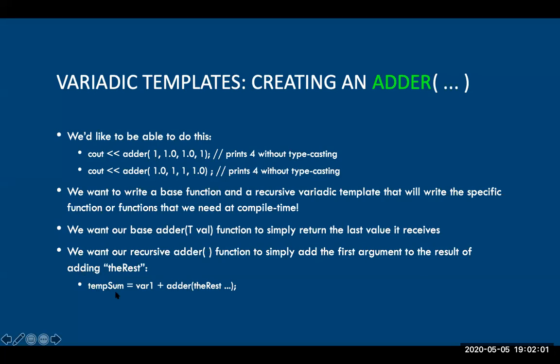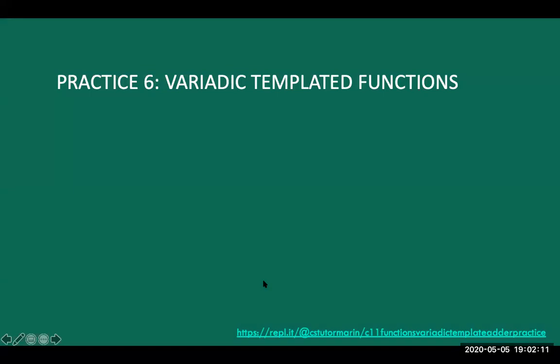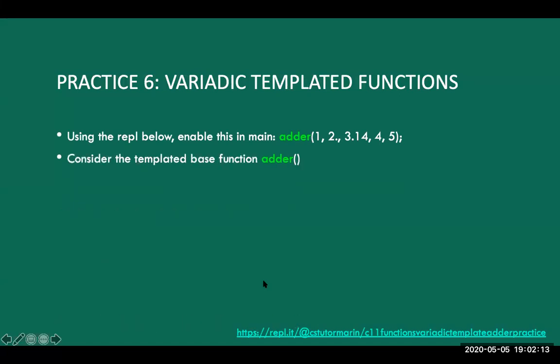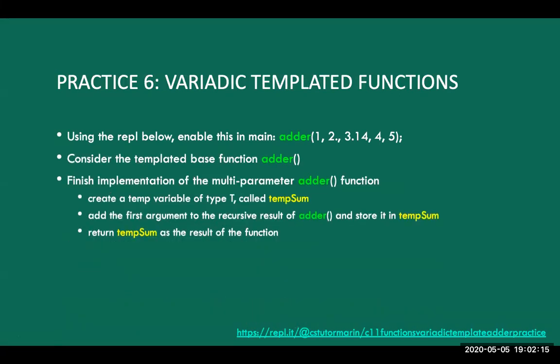So temp sum equals var plus whatever, think of it as a recursive call to the rest, right? All right, and then the temp sum I think we're going to return, right? So here's the function we want to write. I think the base adder is written for you, and so you're just really going to need to create a temp variable in there called temp sum and add that. Kind of dig around in that syntax a little bit just to get familiar with it, okay?